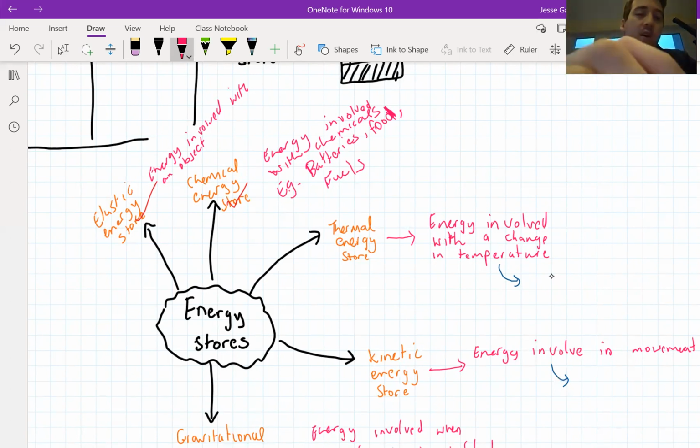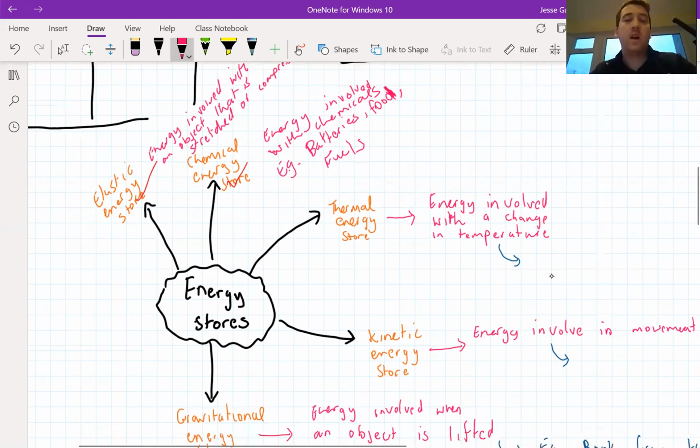Okay, so it's energy involved with an object that is stretched. Well, I don't know if you use the word stretched, or what's the opposite of stretched? Squeezing together. What word did we use for that? Okay, stretched or compressed. Good, well done if you have that right.